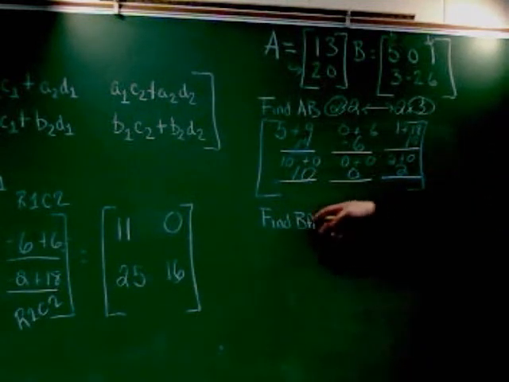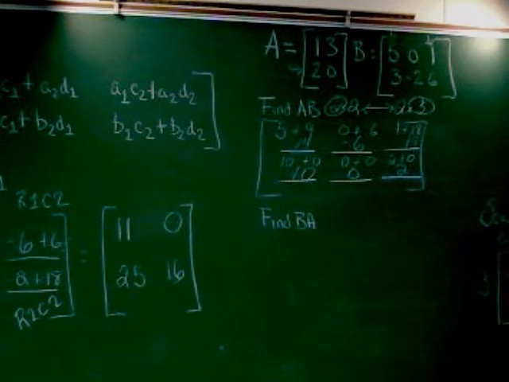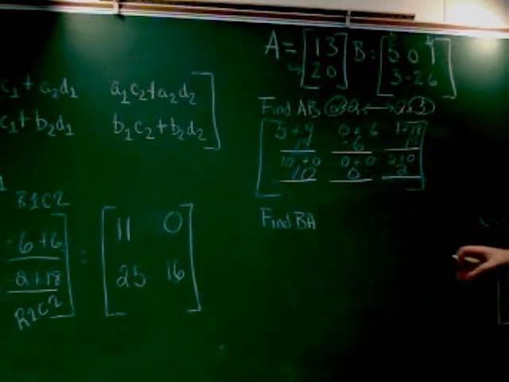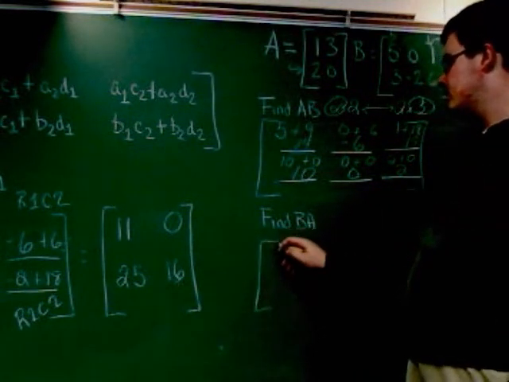Now, down here it now tells us to find BA. B times A. So I'm supposed to switch the matrices around and multiply. Remember I said right in the beginning that it's not commutative. It's not like regular multiplication where 2 times 3 is the same as 3 times 2. That doesn't work.